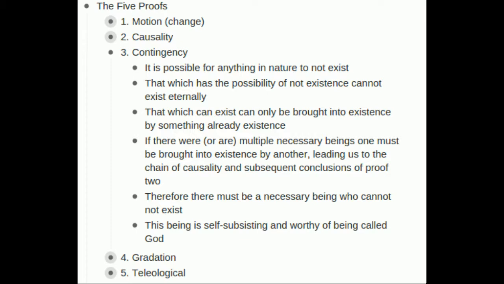If there are multiple necessary beings, multiple things that it is possible for them to not exist, we're still caught with one needing to bring the others into existence, leading us to a chain of causality and subsequent conclusions of proof 2. So in other words, we could say, well, maybe there's tons of necessary beings. Well, we're still back then. We kind of back up to proof 2 and say we're then caught in that infinite chain, and there must be something to prove the existence of the chain as a whole. Therefore, there must be a necessary being who cannot or which cannot exist. This being is self-subsisting, and therefore worthy of being called God.